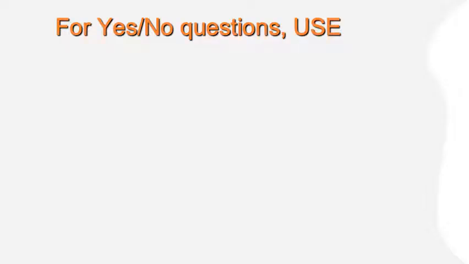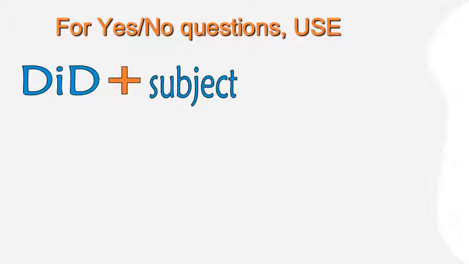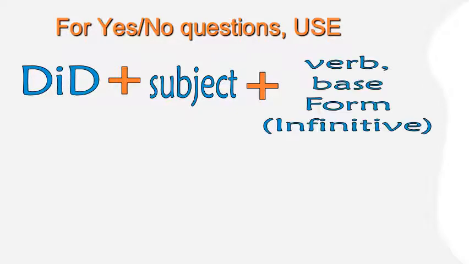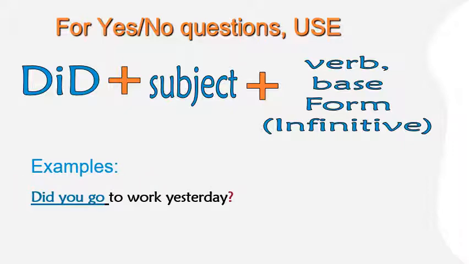First, I have the yes-no question. For the yes-no question, I use did. I start with did. Then I put the subject. Then I put the verb in its base form and then the rest of the sentence. Example. Did you go to work yesterday? So you see, here I start with did. Then the subject, you. Then the verb go in its base form.